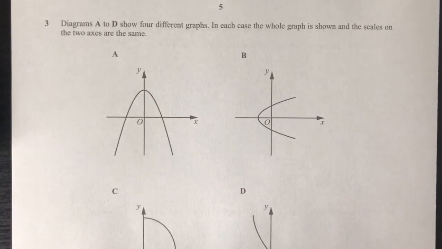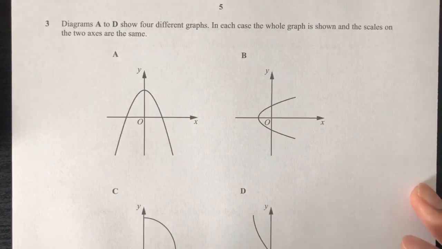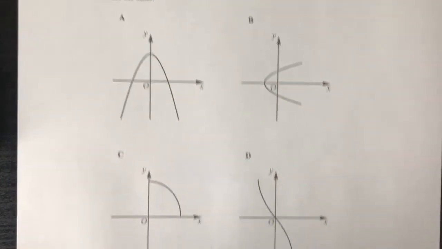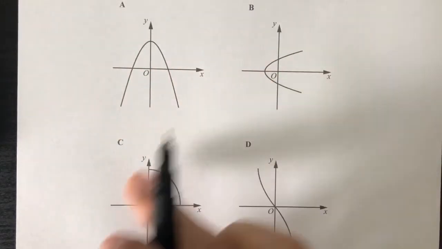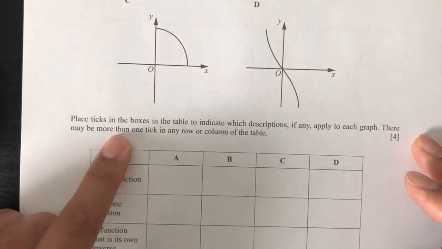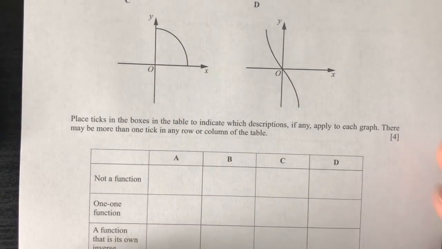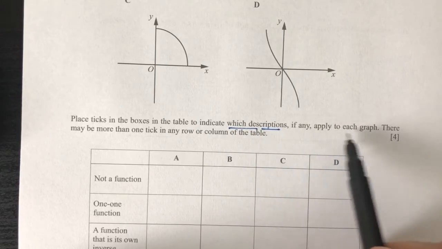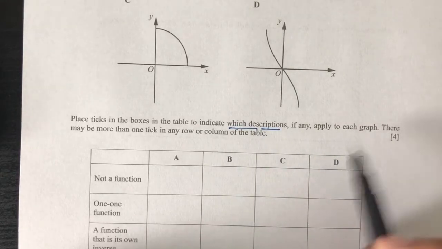So question number 3, here we have diagrams A to D. They show 4 different graphs. In each case, the whole graph is shown and the scale is the same. So we have graphs A, B, C, and D. Another question, it says, place ticks in the box in the table to indicate which descriptions, if any, apply to each graph. Okay, so let's find out.